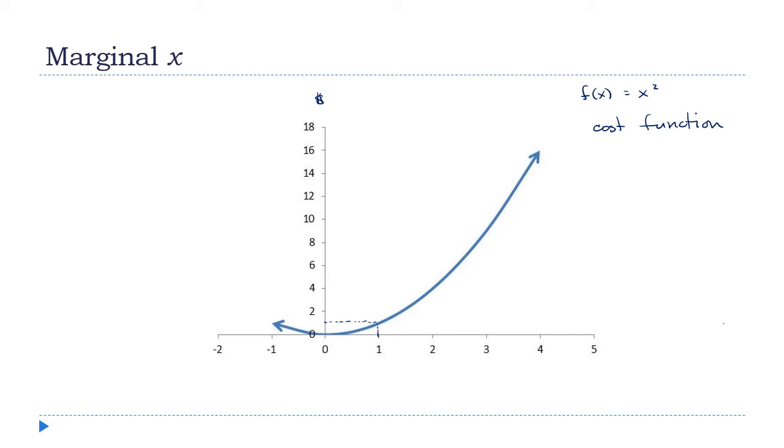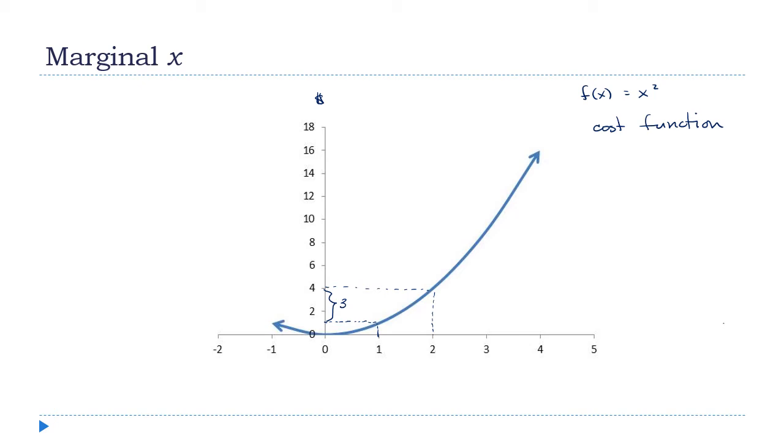And I want to know, what is the marginal cost at this point? Well, the marginal cost is the cost of producing one more item. So let's see, the cost of producing that second item is going to be 4. So the marginal cost is the difference between the cost of producing one item and two items. So here it would be 3.